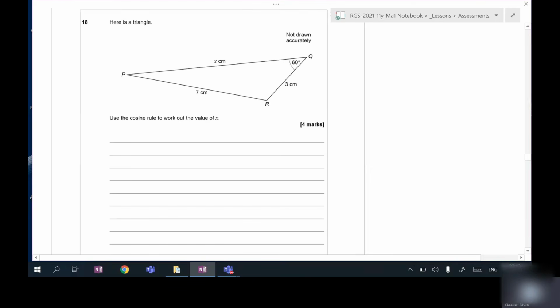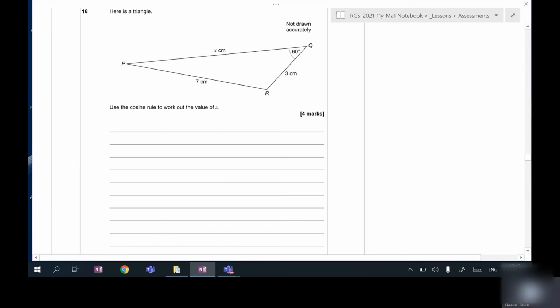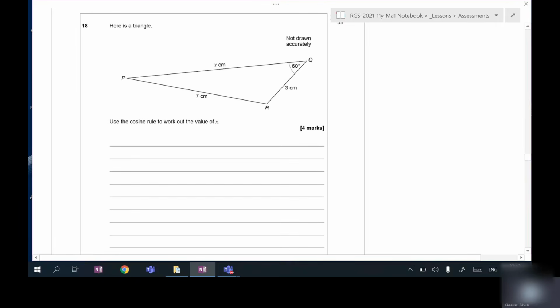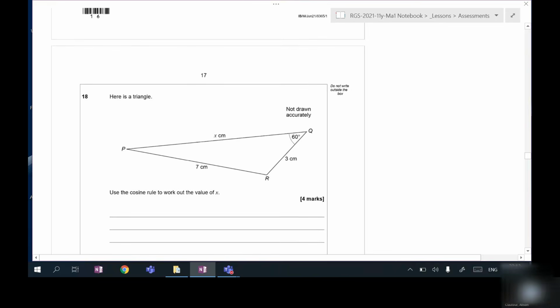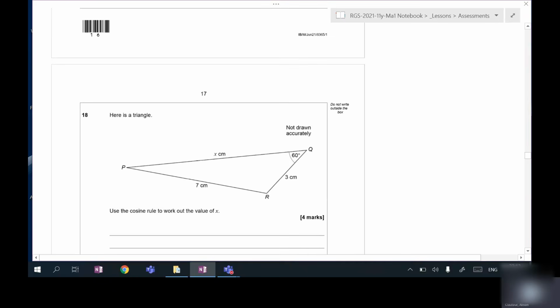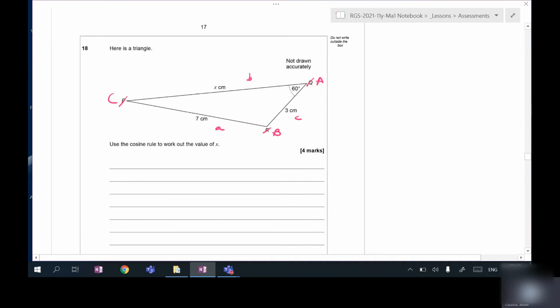So using the cosine rule, let's have a look at what they want us to do here. Okay, so if you're not good at rearranging the cosine rule, thinking about it in different letters, some people like to just call it A, B, and C. Okay, they're not going to moan that you've relabeled their triangle.